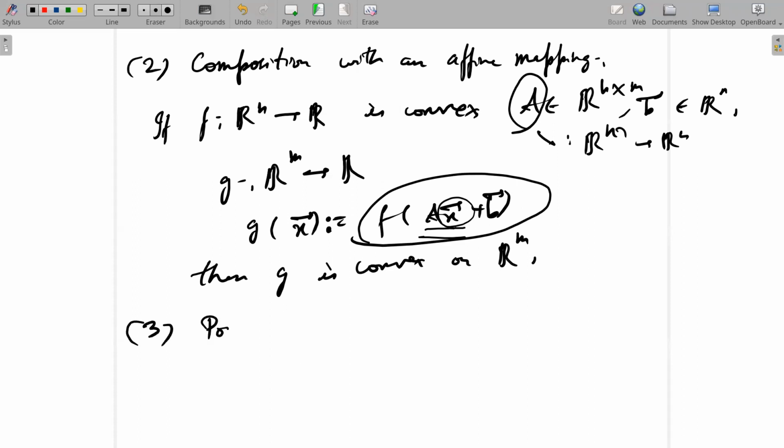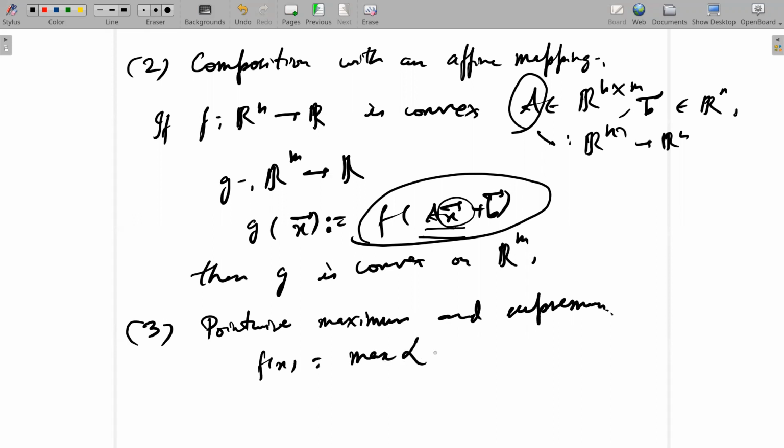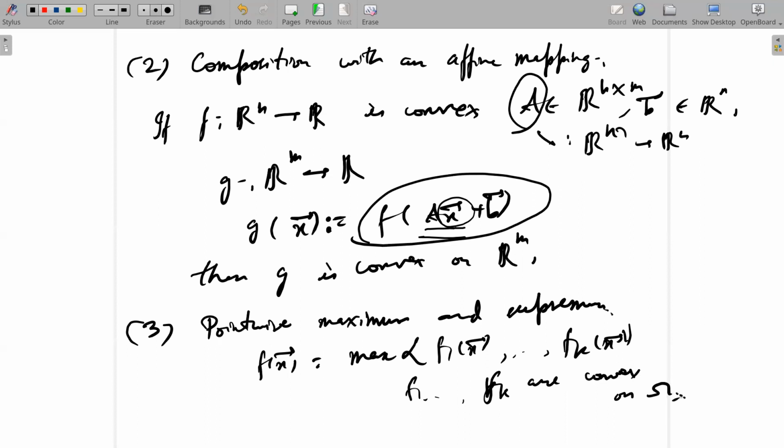And 3 is what I mentioned at the beginning. It's pointwise maxima and supremum. So pointwise maximum and supremum. So meaning f of x is equal to max of f1 of x up to fk of x. So f of x is the max of these numbers, and f1, f2, up to fk are convex on omega. If these are all convex functions, the maximum will also be convex.